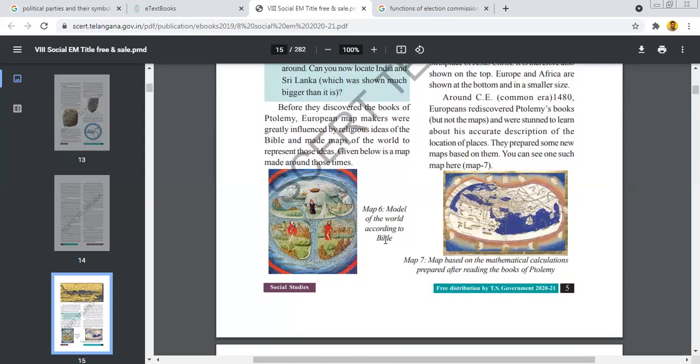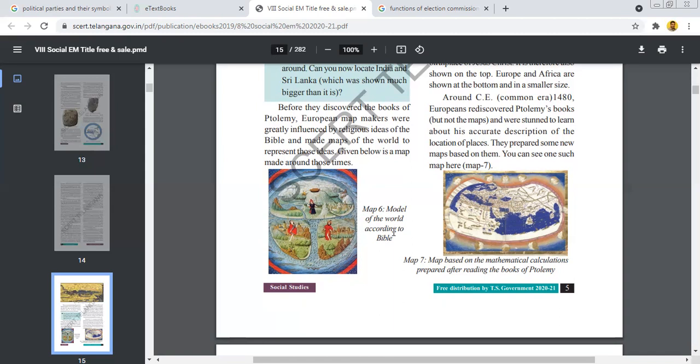Okay, so around the 1480s, Europeans discovered the books of Ptolemy. Later they changed their opinion, and they prepared their new world maps based on Ptolemy's books.